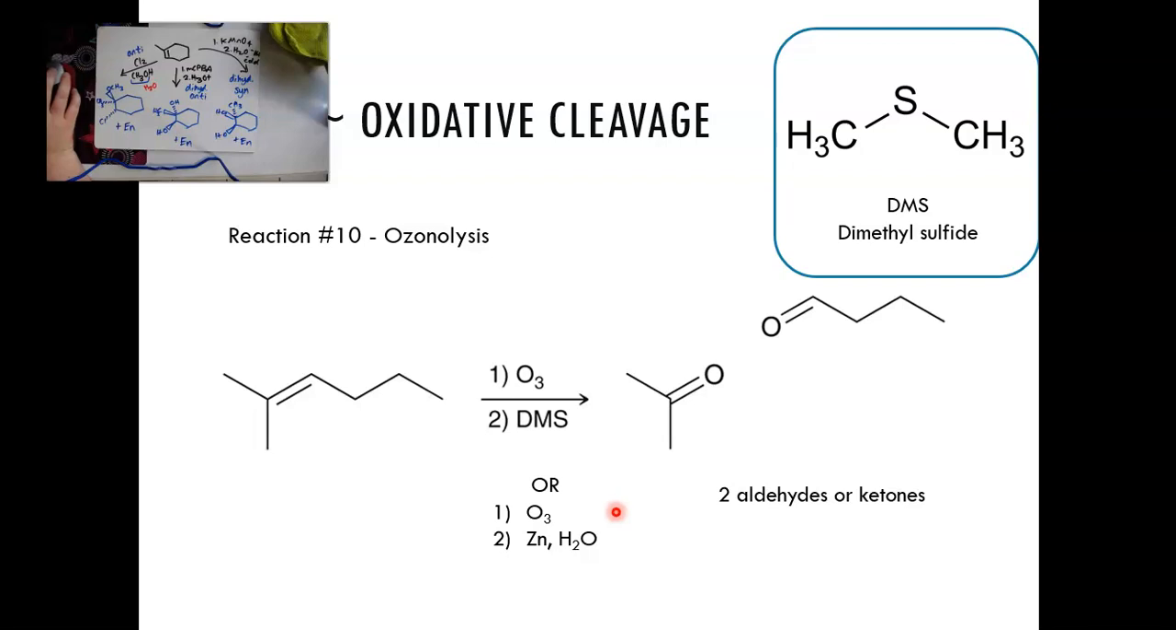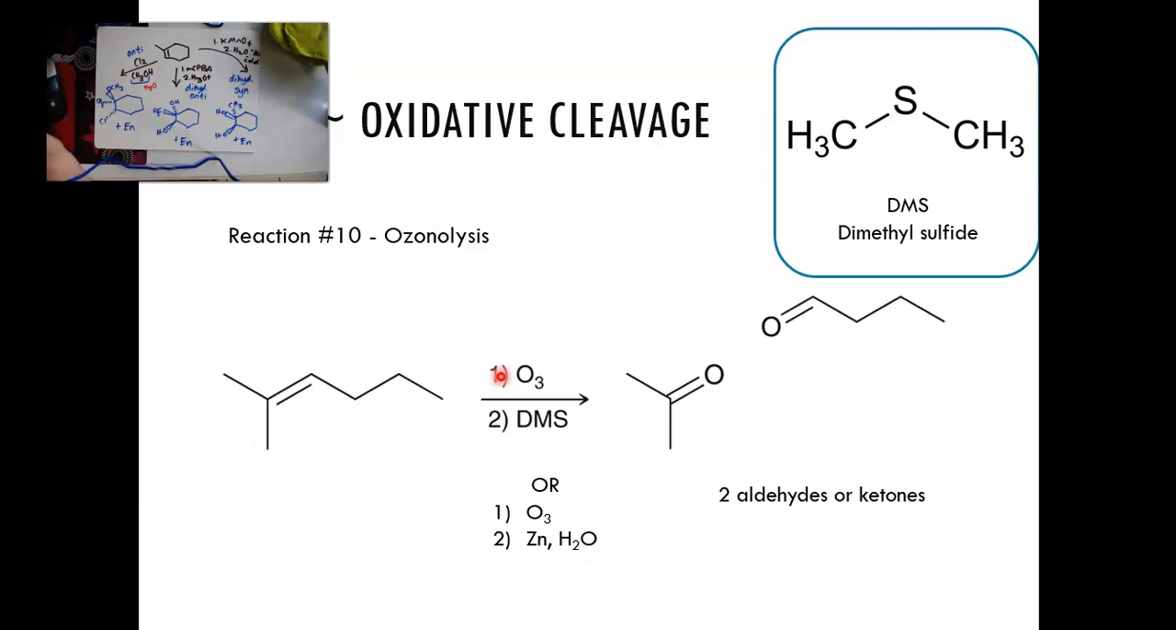And then the last reaction we're going to look at in this chapter is called ozonolysis. I think this is kind of a cool reaction because it allows us to completely change what type of functional group we have. So we're going from an alkene and we're going to react it with ozone in our first step.